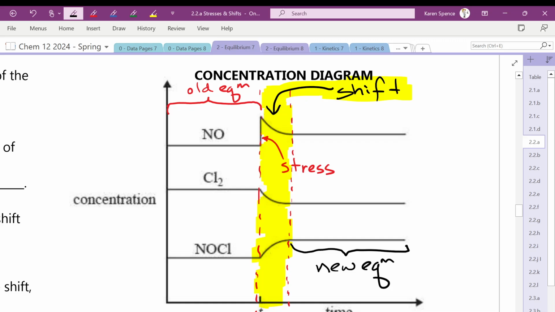And what was the nature of the stress? Like, what did we change in this particular diagram? We changed the concentration of NO. So the stress was a change in the concentration of NO. Specifically, we increased the concentration of NO. Okay?